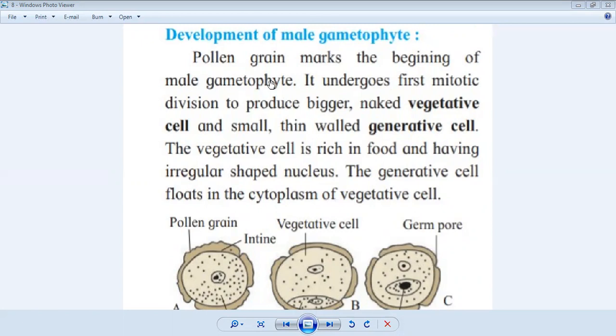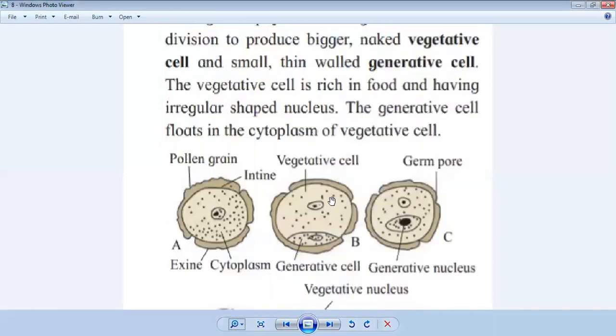So the pollen grain marks the beginning of the male gametophyte. It undergoes the first mitotic division to produce the bigger naked vegetative cell and small thin walled generative cell. तो यहाँ पे दो सेल्स बनती है, वेजिटेटिव सेल. देखिए आप लोग देख सकते हैं यहाँ पे वेजिटेटिव सेल एंड जनरेटिव सेल आर प्रोड्यूस.